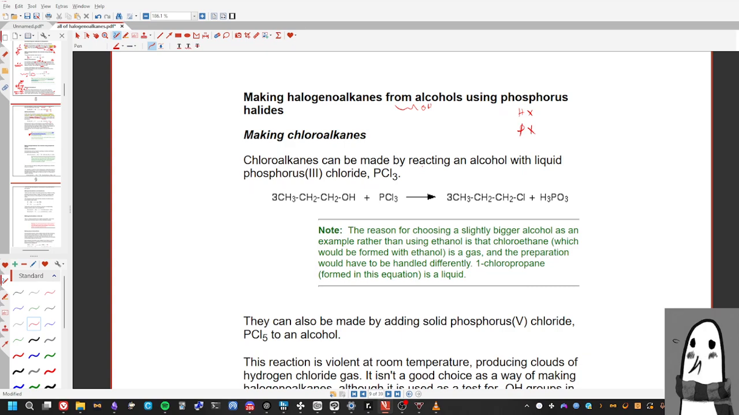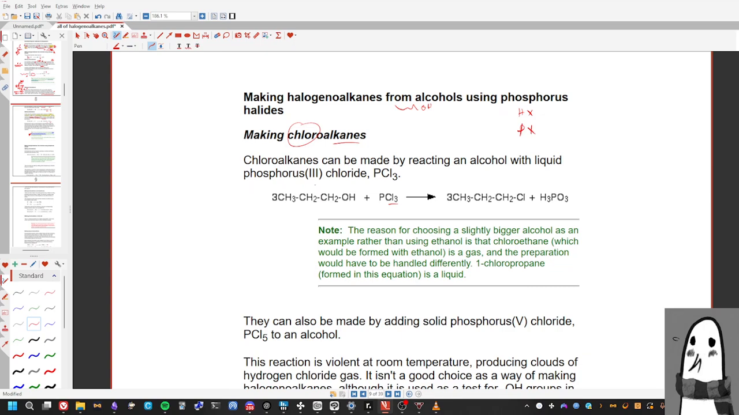Chloroalkanes can be made, we're going straight into it. Talking about chlorine now. Chlorine can be used by reacting an alcohol with liquid phosphorus chloride, PCl3. You have your 3 Cl atoms. The reason for choosing a slightly bigger alcohol as an example rather than using ethanol is that chloroethane, which would be formed with ethanol, is a gas.